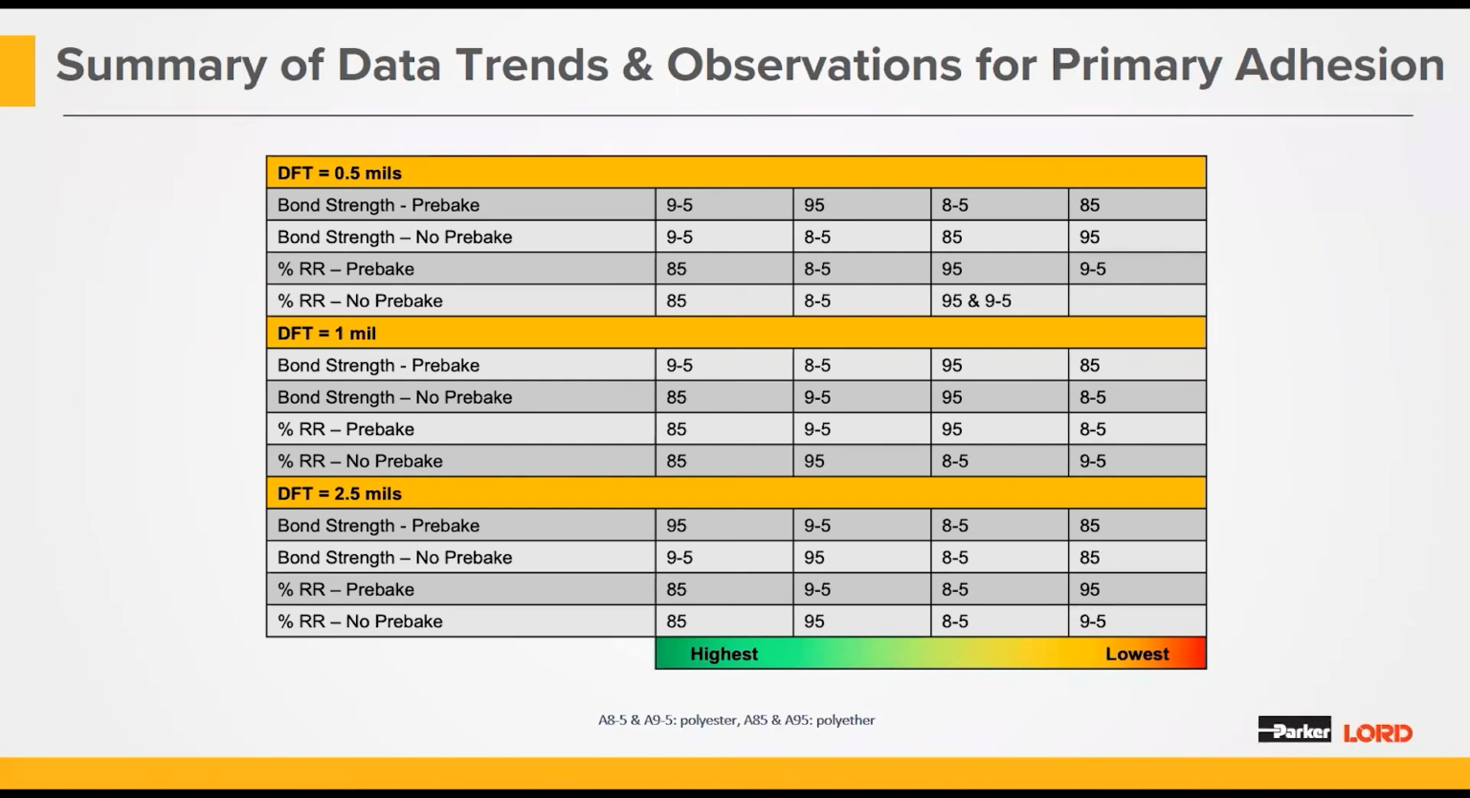This final chart lays out the performance based on the elastomers at each of the 3 dry film thickness conditions we tested. The elastomers are ranked from highest to lowest, from left to right in the chart, for both bond strength and for rubber retention. As you can see, the A9-5 compound almost always appears at the leftmost column for bond strength, and the A85 lies at the leftmost column for every pre-bake condition. Otherwise, we can see that there is some variation in the data across the elastomers tested.